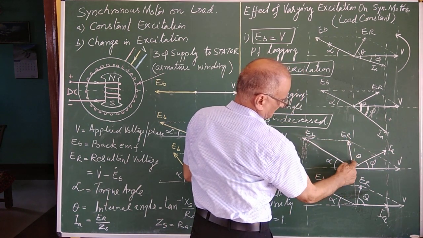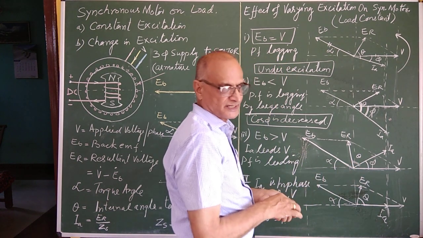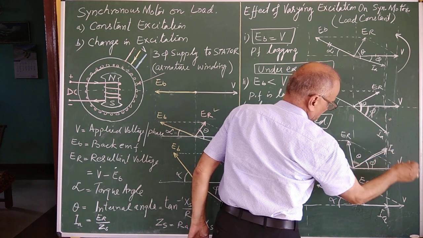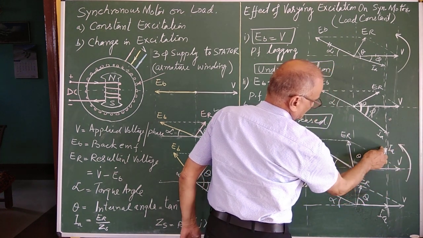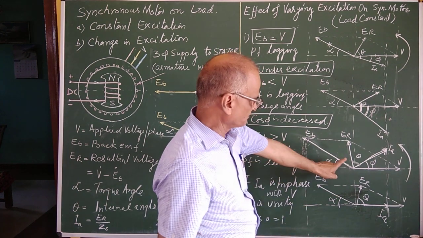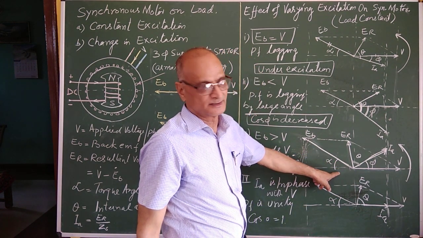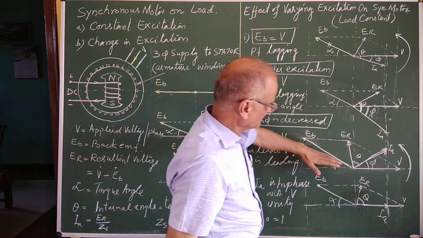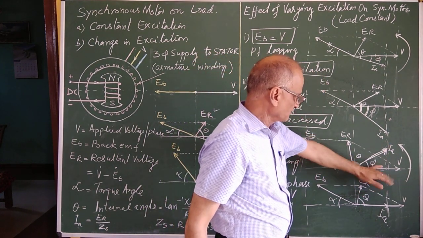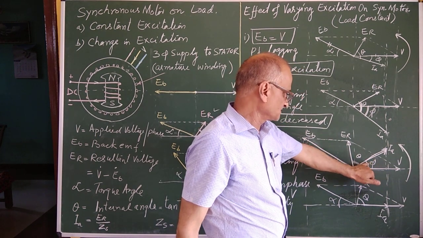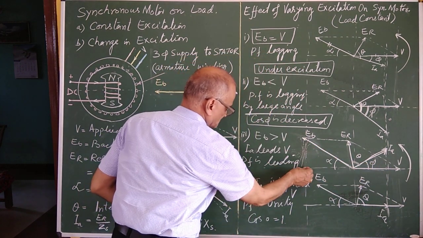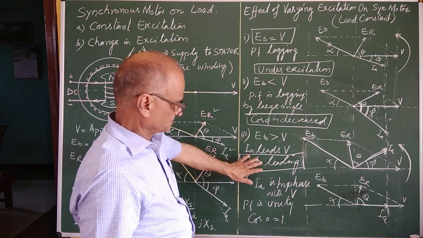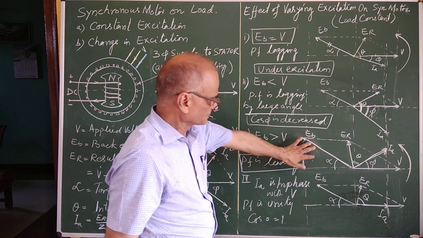This angle is fixed at approximately 80 degrees, and this current has shifted to this side. This side means current is now leading. This is the important property of the synchronous motor. In this case, when it is overexcited, IA leads V by a certain angle. That means in this case power factor is leading. This is a special property of the motor. This is the overexcited case.